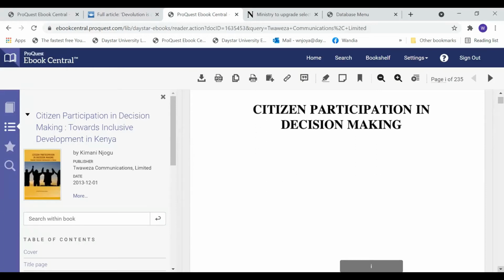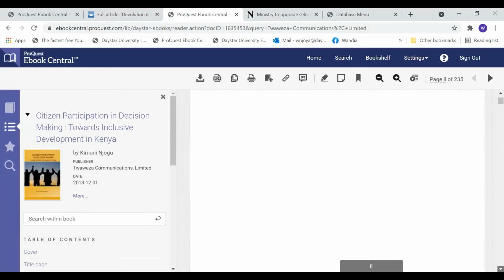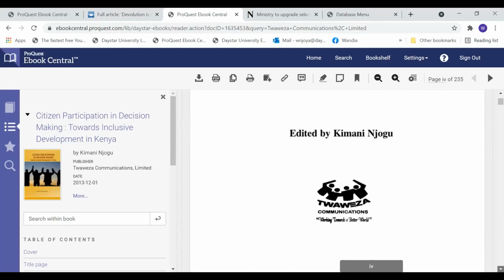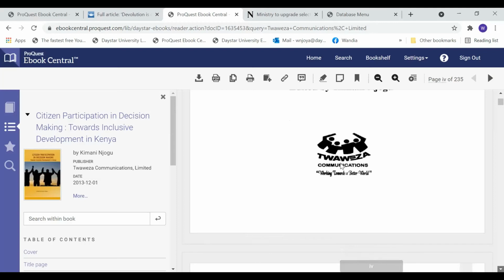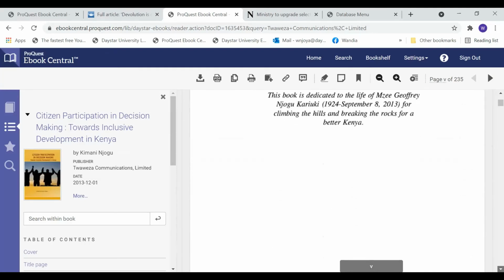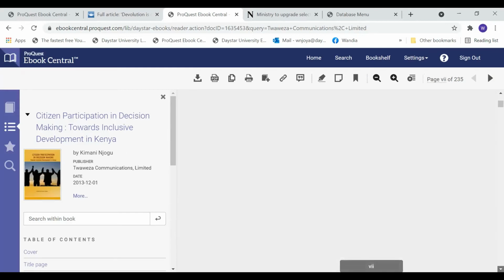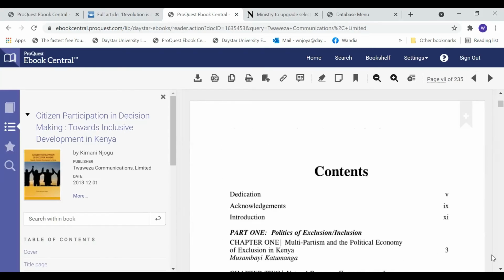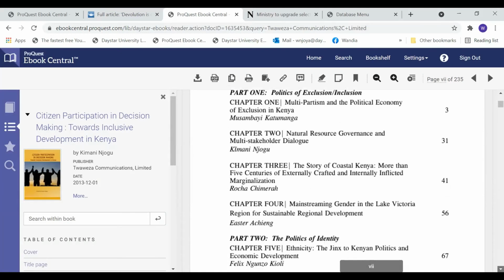Now, this is the title of the book, but we want to quote a specific chapter. Now, let's imagine, so that's the full title of the book, that's the name of the author, and this is the publisher. Now, let's imagine that we are not interested in all the chapters of this book. We are interested in a particular one.